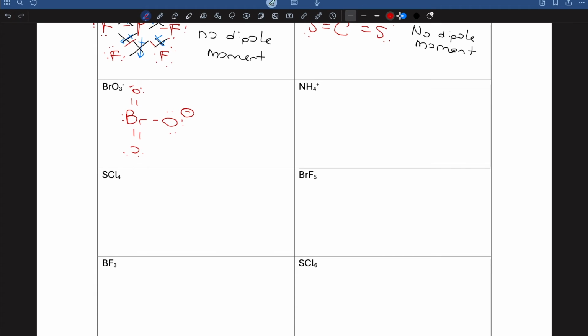And each of these bonds is polar, going toward bromine. Bromine is more electronegative. It's almost right under fluorine. And so notice that the arrows pointing up and down do cancel each other out, but there's nothing on the left side to cancel out that bond on the right. And so this structure is overall polar, which means it does have a dipole moment.